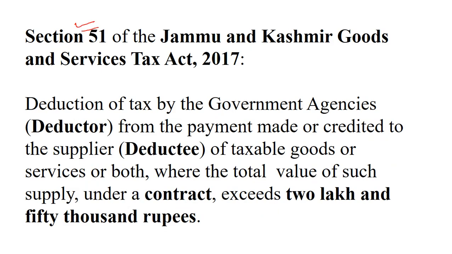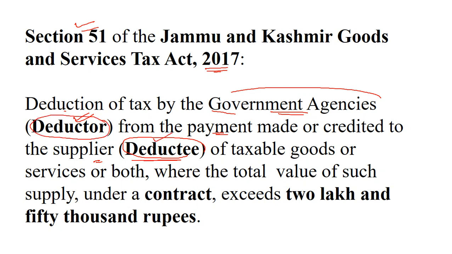So we will move to section 51 of the J&K Goods and Services Tax Act 2017. The deduction of tax by the government agencies. I have told you the government agencies or the deductor, इसमें क्या क्या आता है वो मैंने आपको ऑलरेडी बता दिया है. From the payments made or credited to the supplier, which is known as the deductee. So the DDO is the deductor, and the contractor or any firm or any supplier is known as the deductee of the taxable goods which are taxed under GST, or services, because GST is for both goods and services, or the total value of such supply under a single contract is 2.5 lakh rupees. I have already told you.